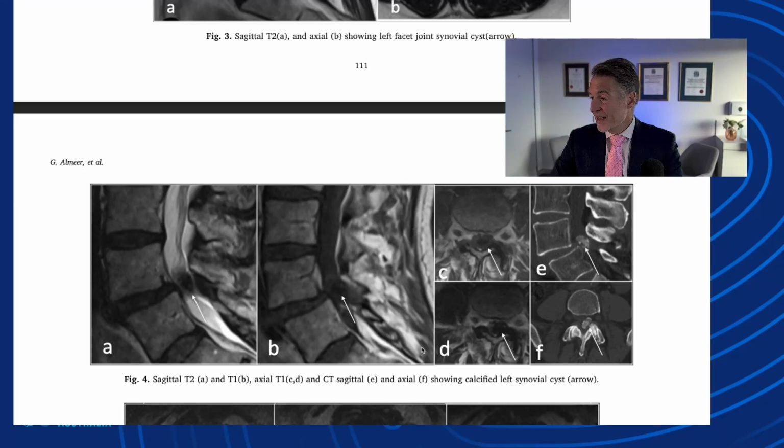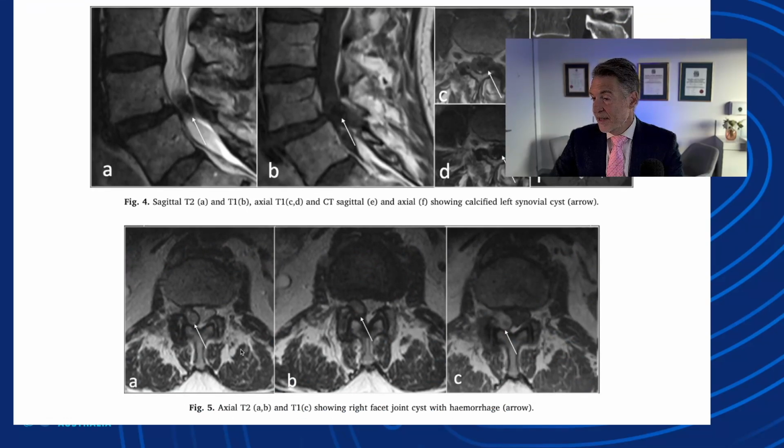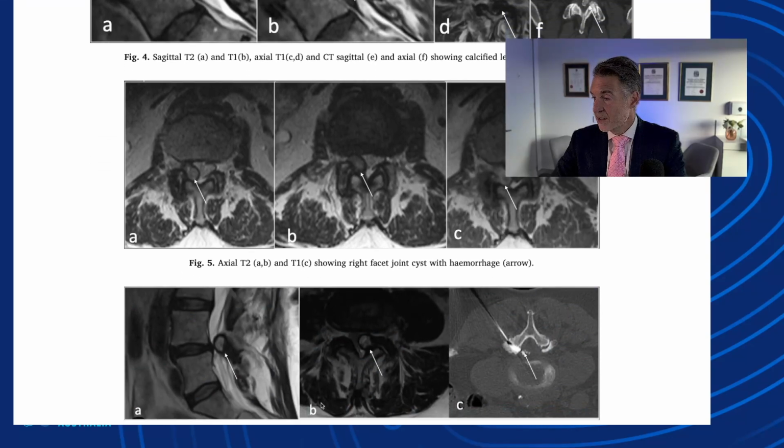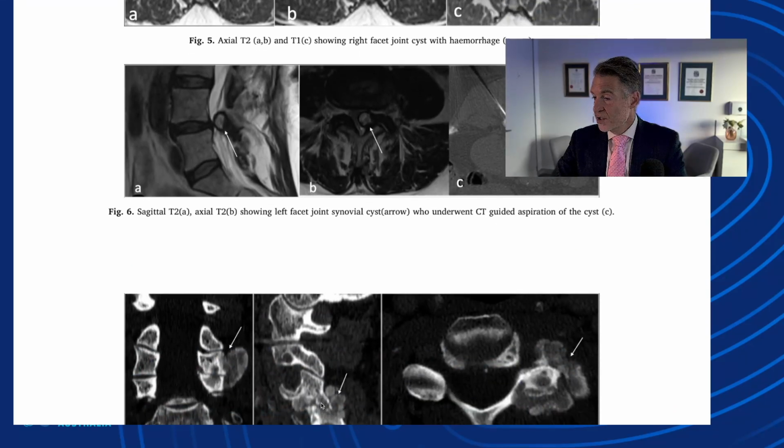So they have called this a calcified synovial cyst. Similarly here, you can see a big area at the front of the facet joint showing some form of cystic structure. And the diagram C shows that it's changed in consistency and there's likely to be some blood in that facet joint. So facet joints can become cystic in structure.